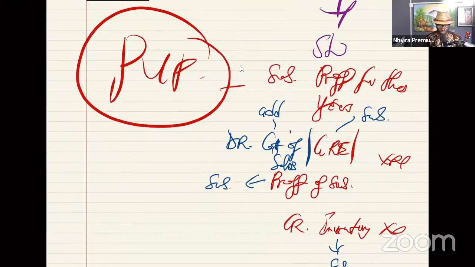And that is what we do there. So if there is trading between parent and sub or sub and parent, and there is provision for unrealized profit, that is how we deal with that.